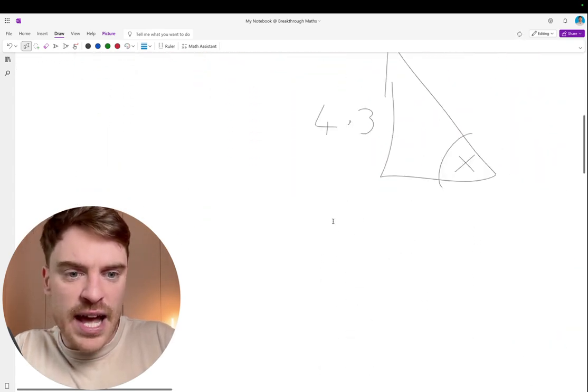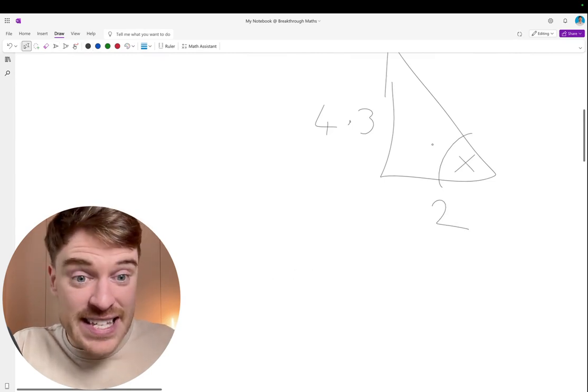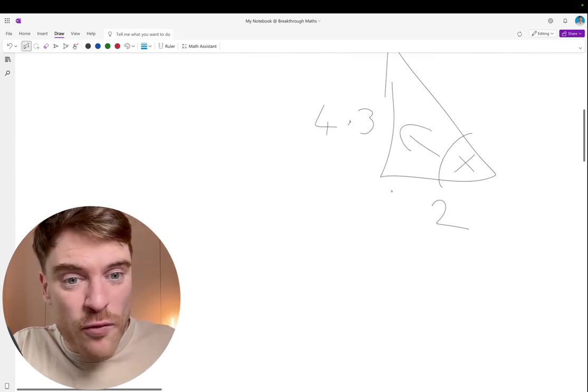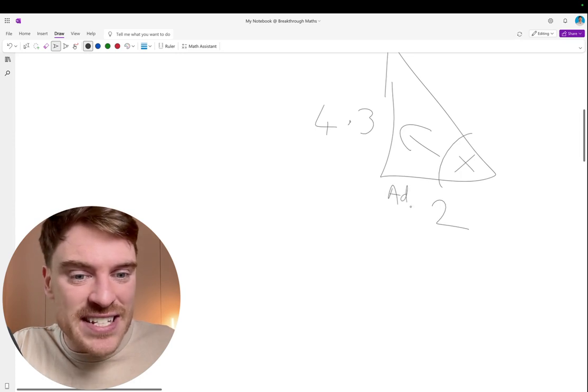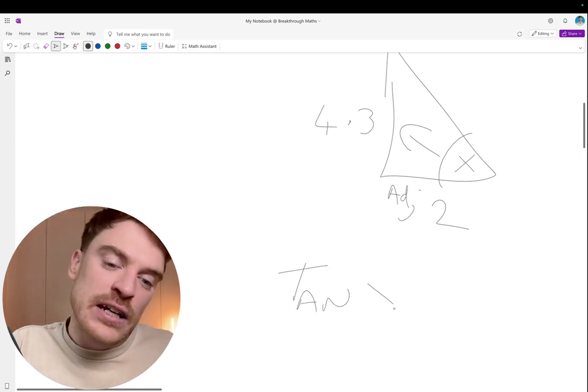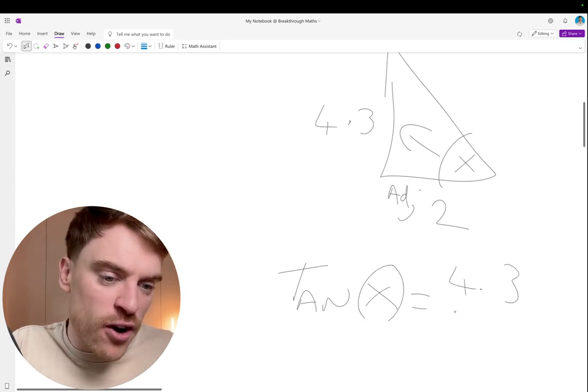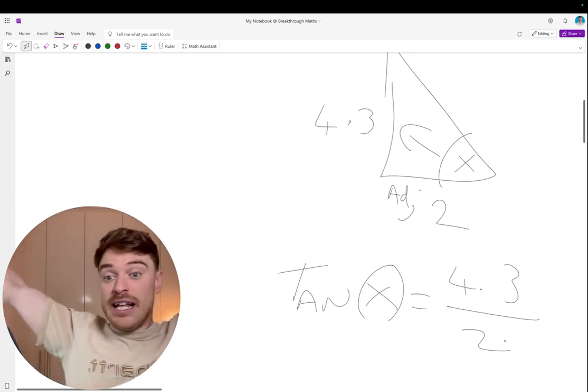So you're going to fill in 2 here. And this again is an opposite over adjacent. This is the adjacent. So it's going to be tan again. So tan x, okay, is equal to 4.3 all over 2. And you put that in your calculator.